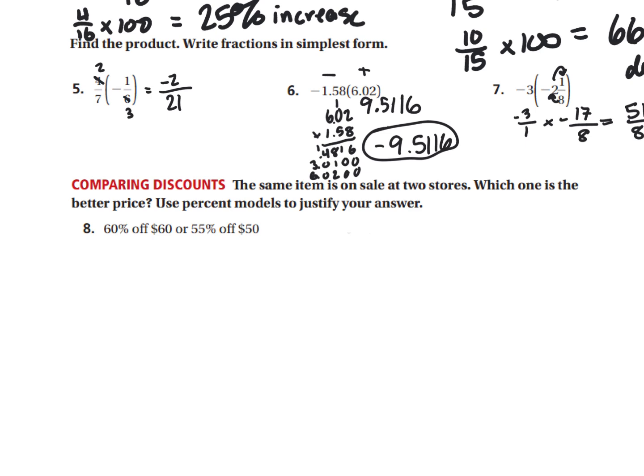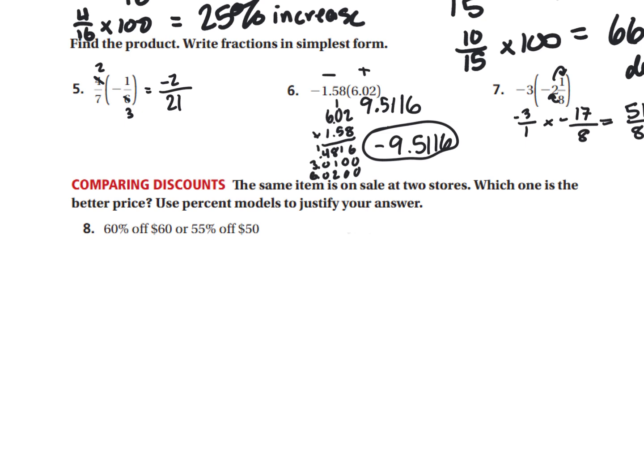Okay. Comparing discounts. The same item is on sale at 2 stores. Which is the better price? We have to use our percent models to help us. Okay. So it's asking, what's better, 60% off 60 or 55% off 50? It's going to be really close, but we should be able to see a difference here. All right, again, a couple methods. I'm actually going to do both methods for this problem right on here.